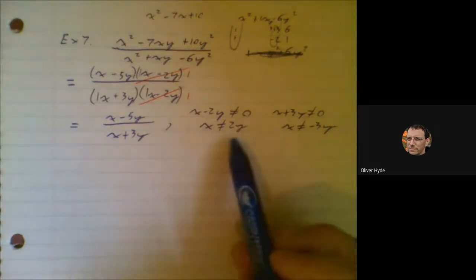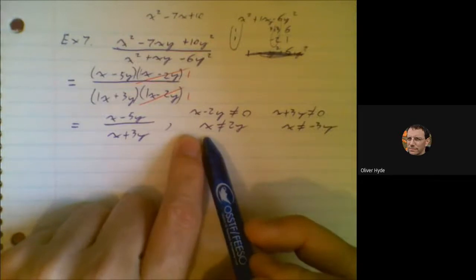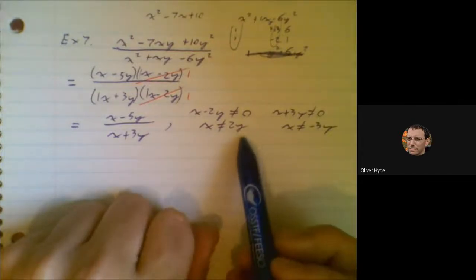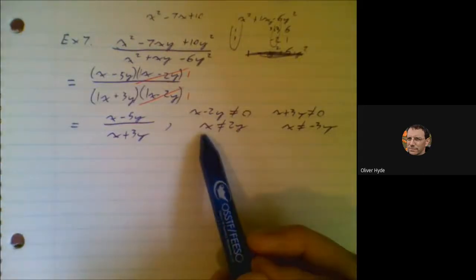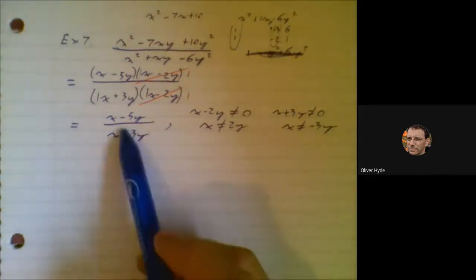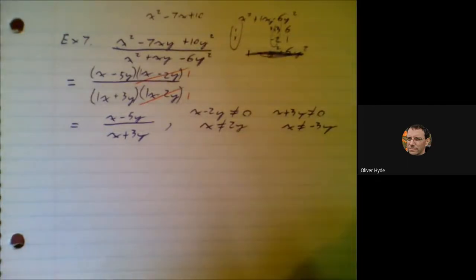For example, if y is 7, x can't be 14. If y is 0, x can't be 0. If y is -1, x can't be -2. So there's no one value that x can't be. It's the relationship between x and y that has to be considered.